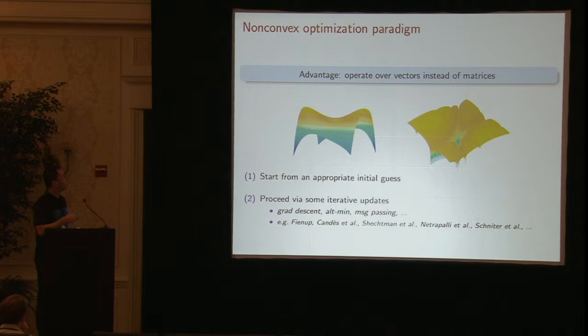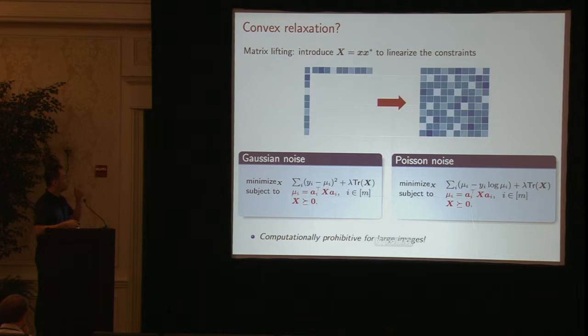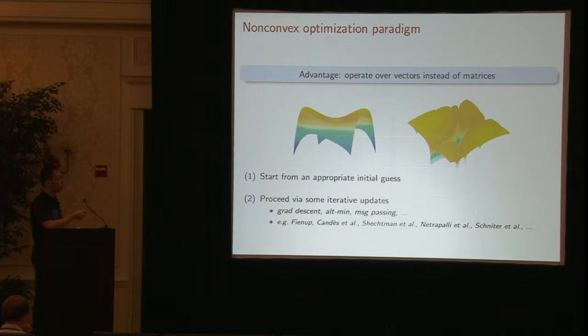So the basic idea is that since matrix lifting is very expensive, why don't we just work with the vector domain? Instead of doing anything about the matrix lifting, why not just work with the vector domain and optimize the non-convex functional directly? And since this is a non-convex surface, you can think of it as having many valleys, and there's only one valley that will give you the global optimum. So we need to start at some point that is sufficiently close to the global optimum.